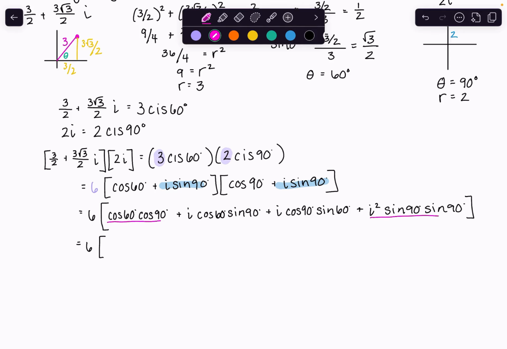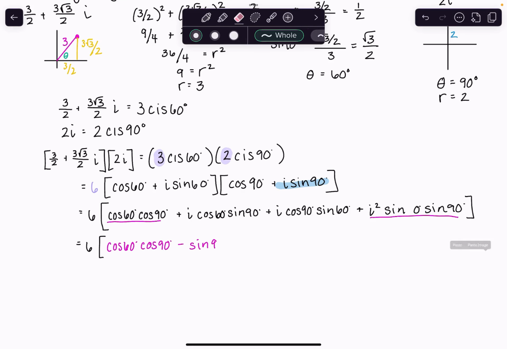We've got this and this that are alike. So that's cosine of 60 degrees, cosine of 90 degrees. And then I squared turns to a -1. So we get minus sine of 90, sine of 60, sine of 90. When I dropped my number, I thought it was a 9, but that really should be a 6 there. Problem with erasing things. So this is sine of 60, sine of 90.